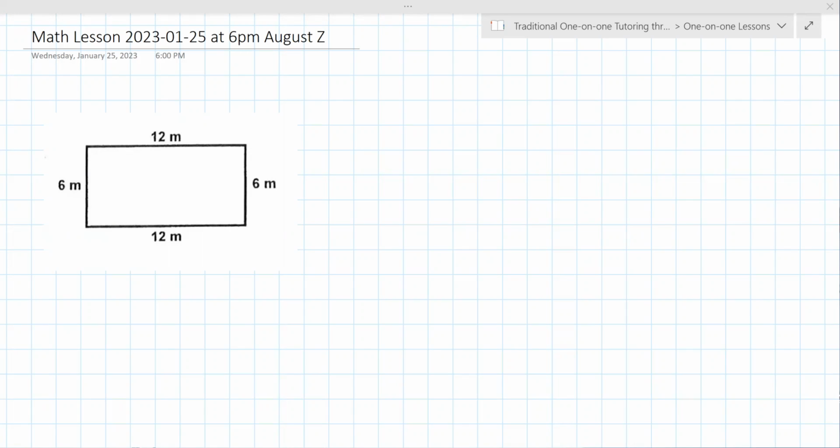They're asking for two things here. They're asking for the perimeter, and then they're also asking for what's called the area. You might have seen this in a previous class. Actually, this looks like a rectangular pen for an animal.